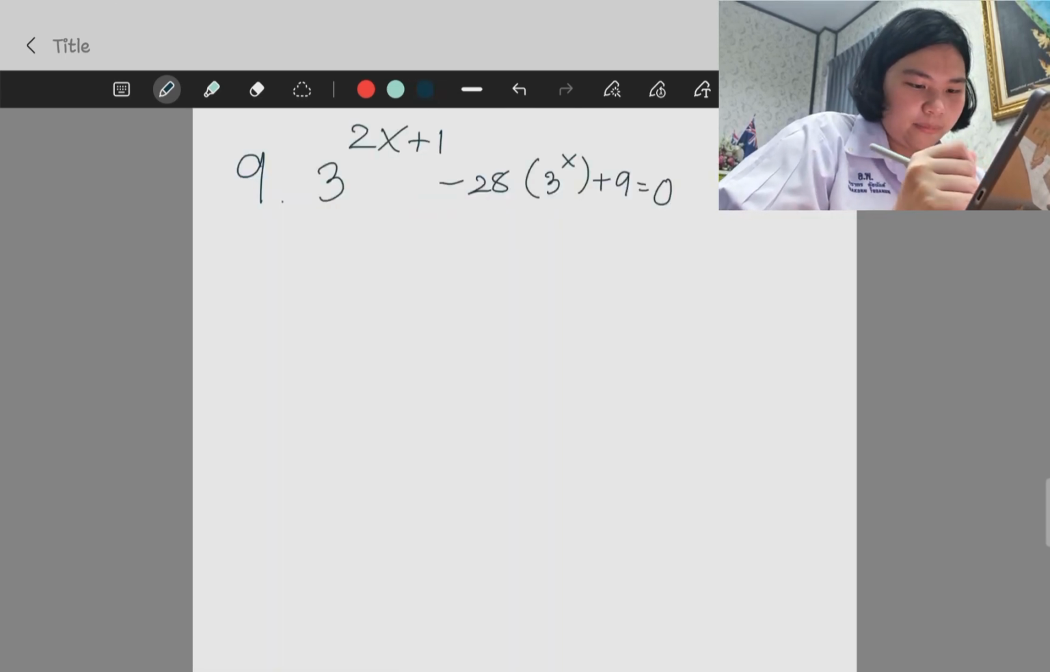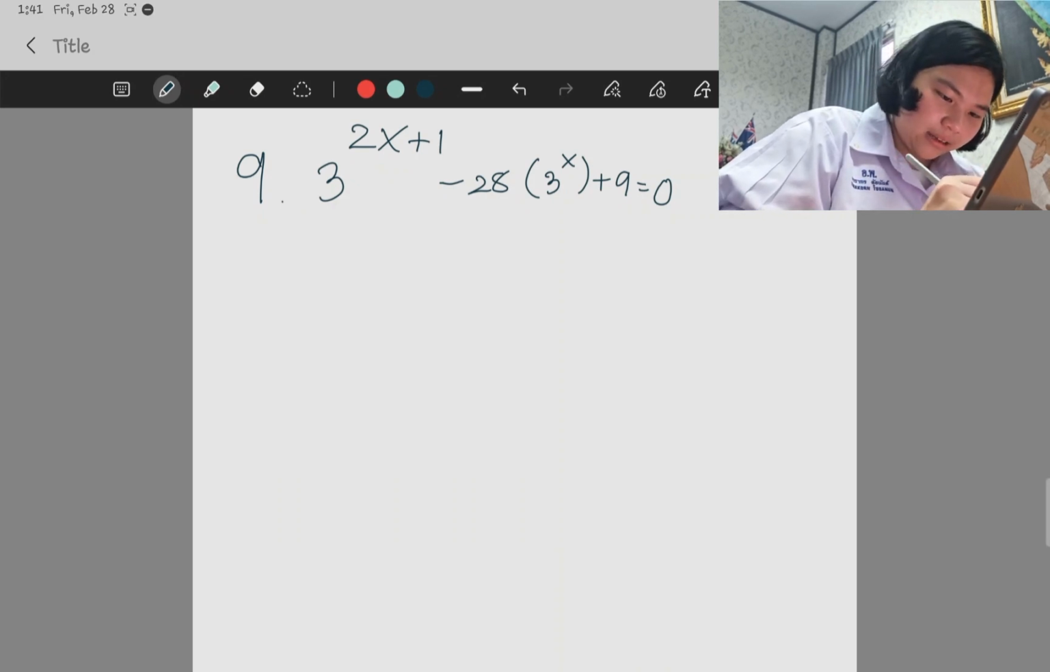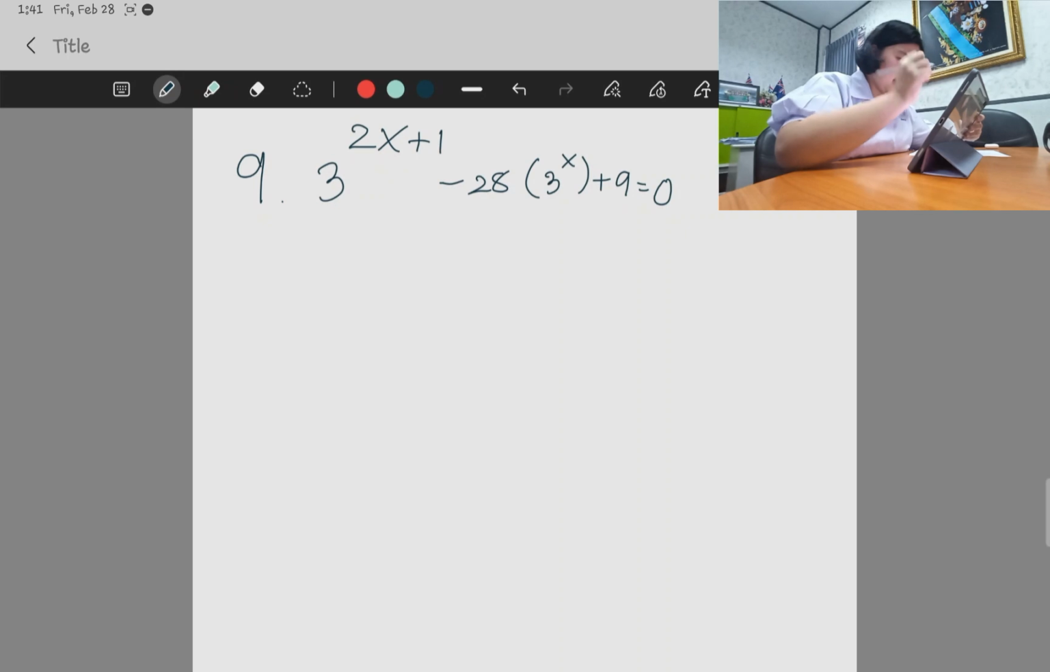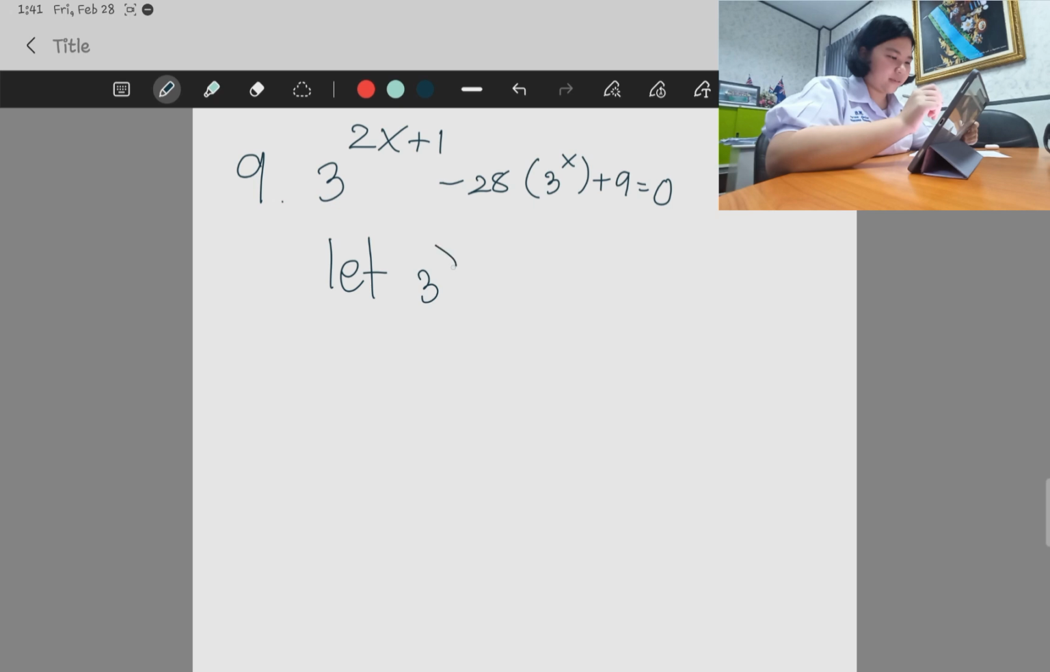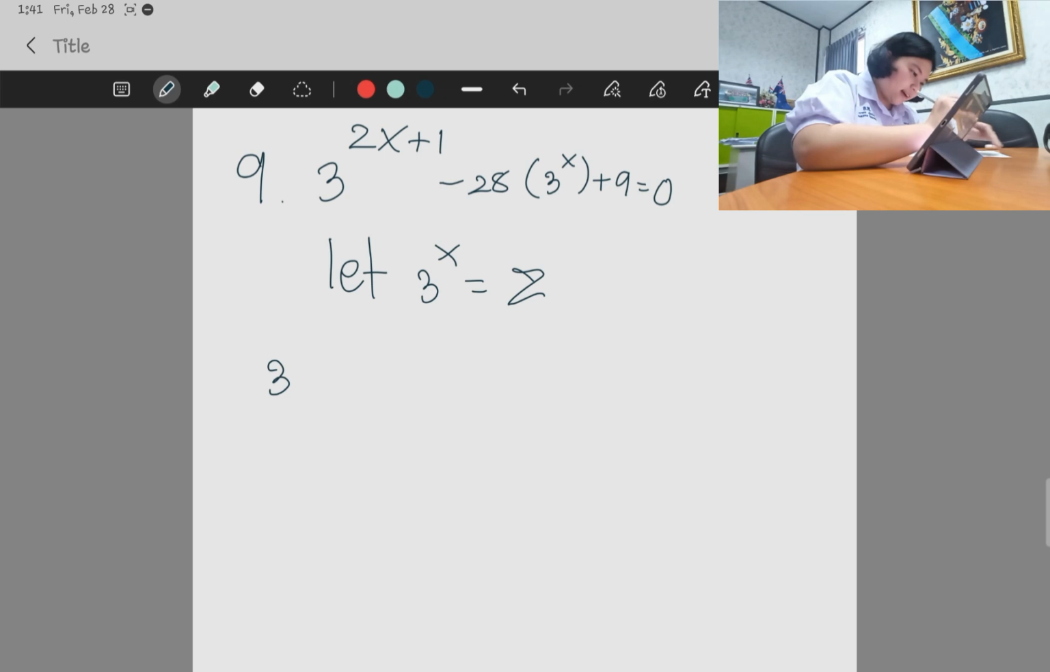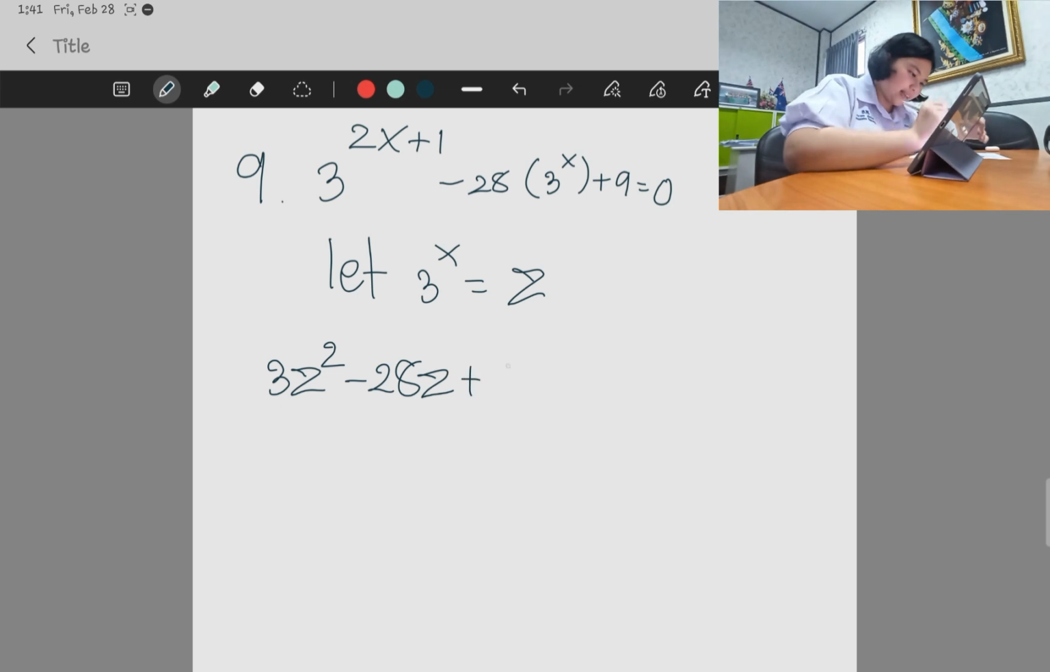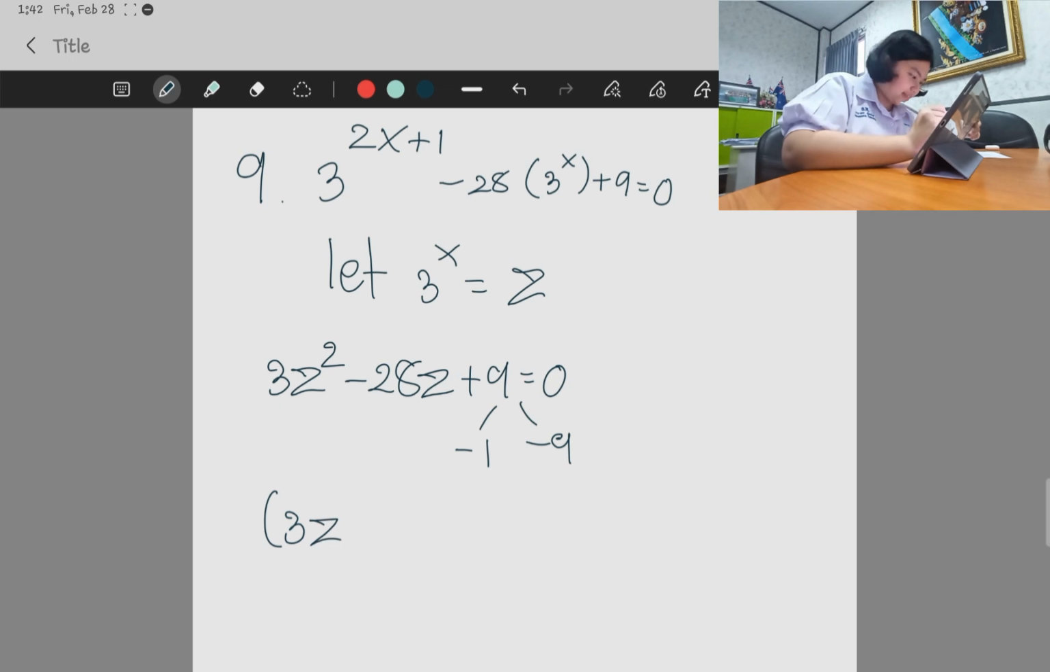Okay, so for the number 9, the question is 3 to the power of 2x plus 1 minus 28 times 3^x plus 9 equals 0. So I will let 3^x equal c, and then I will change the form into 3c to the power of 2 minus 28c plus 9 equals 0. And we will factor out the 9, so it's negative 1 and negative 9. Then we will write as 3c minus 1 times c minus 9 equals 0.